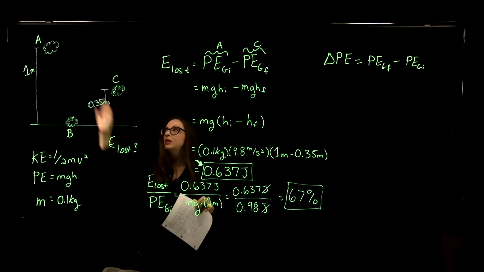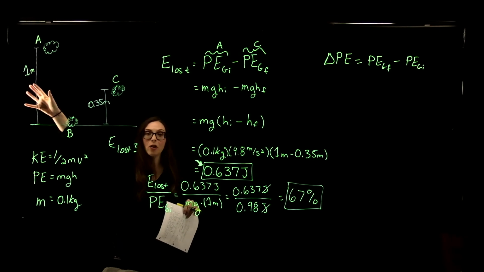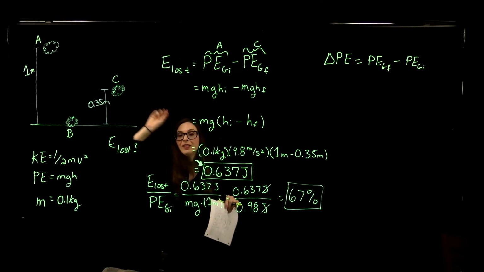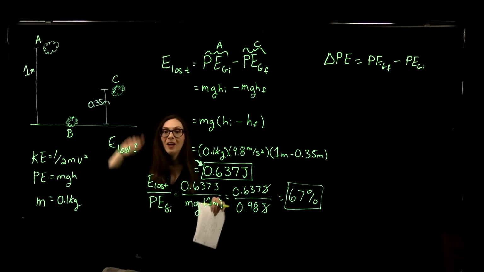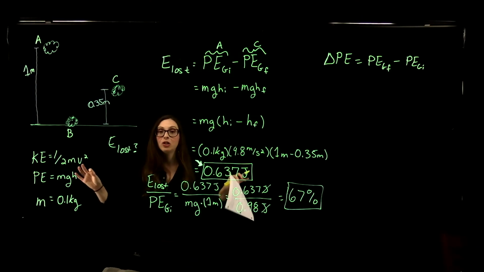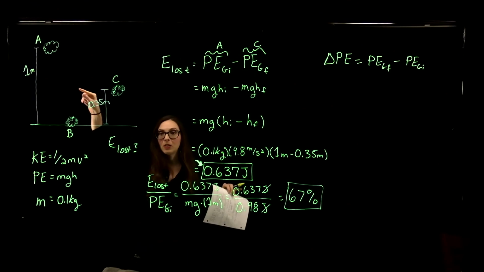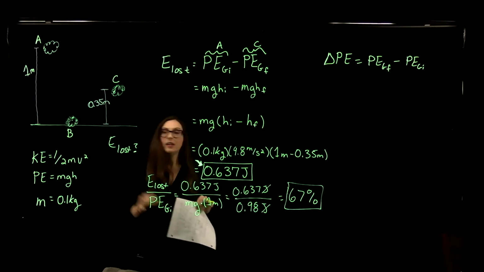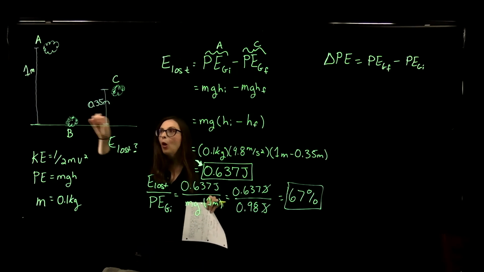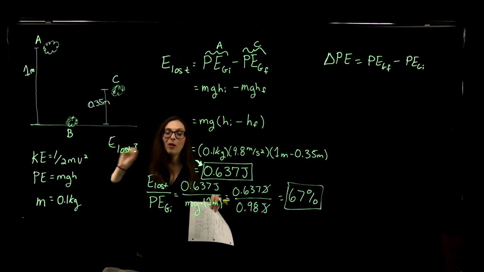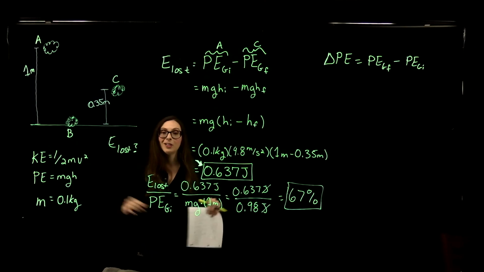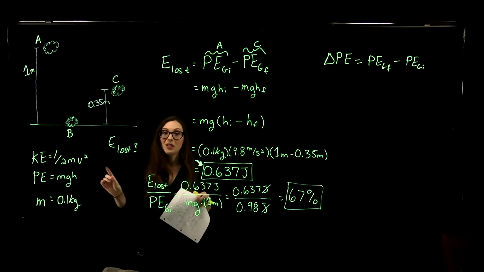Since I started with a height of 1 meter, I'd have no energy lost if after the collision I bounced back up to 1 meter. I'd have half of my energy lost if I bounced back up to 0.5 meters. And here I'm almost back to 0.33 meters, just a little bit beyond that. So I lose about 2/3 of my energy through this collision.